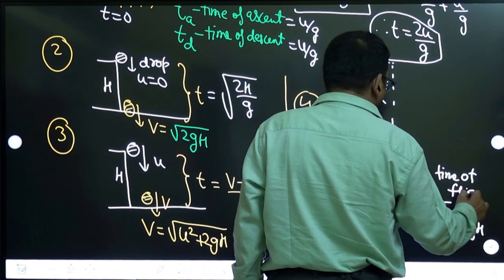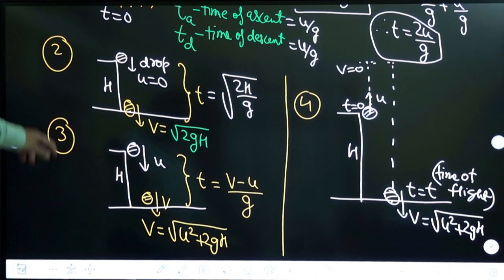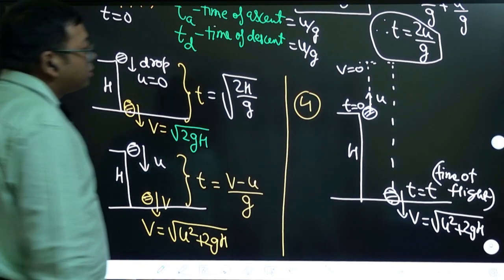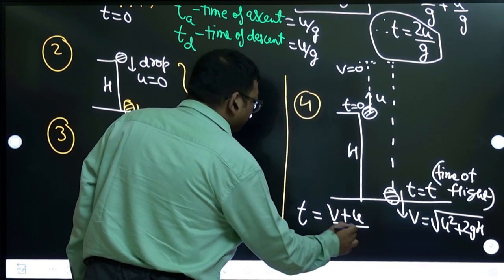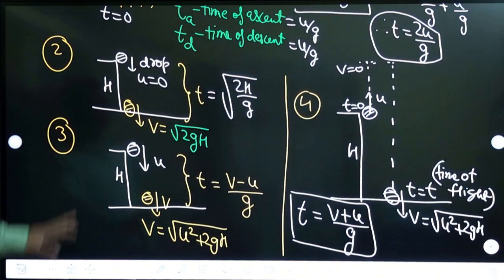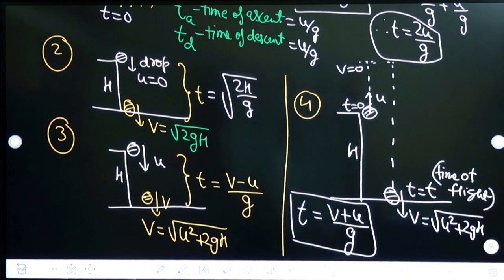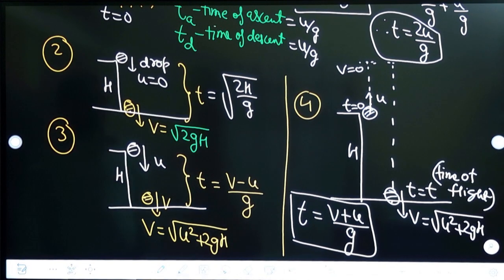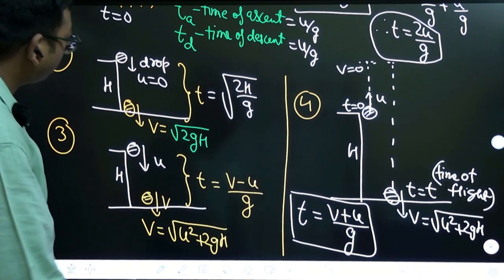Now this time will be more. Why? Because it has to go up and then come down. Here you were throwing directly, it was coming down. So this time the time of flight formula is (v plus u) by g. Very simple to remember. Here (v plus u) by g, there (v minus u) by g. If you remember these simple formulas, you can solve complex problems, difficult questions.